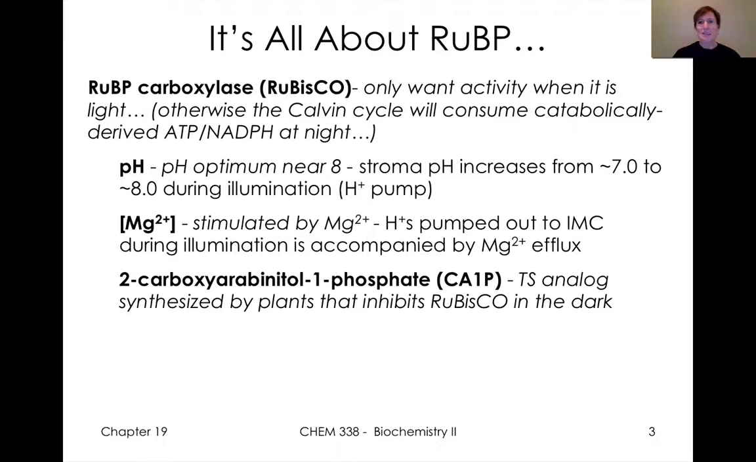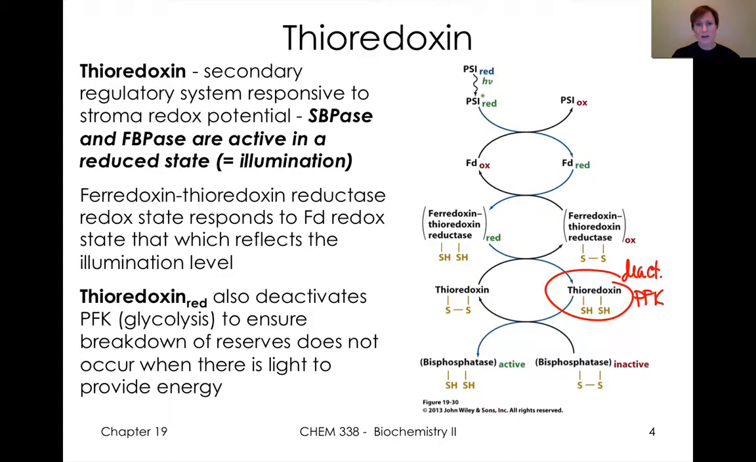Rubisco is also stimulated by magnesium. Remember, as protons get pumped out to the inner membrane space, magnesium is going to come into the stroma because we want to equalize that charge. And so magnesium is also going to activate Rubisco within the stroma. And then lastly, as a fail-safe sort of mechanism, we have a transition state analog that's synthesized when it's dark out. So it ensures that if for whatever reason Rubisco tries to be active when it's dark out, this transition state analog is there as an inhibitor, and it's only synthesized when it's dark out.